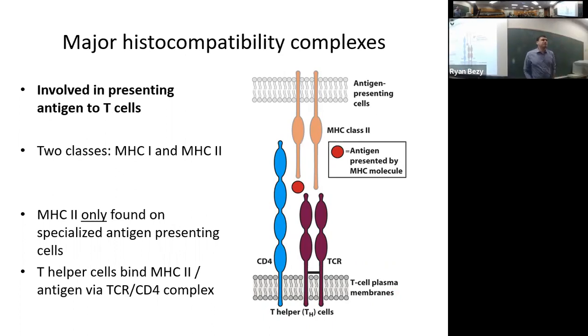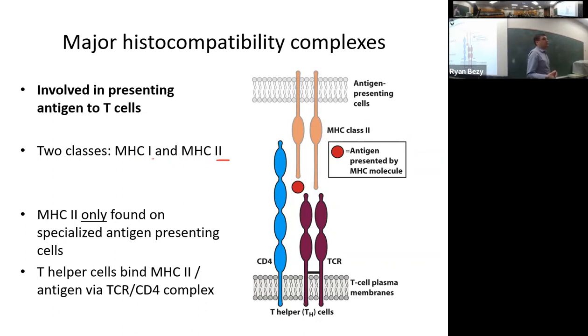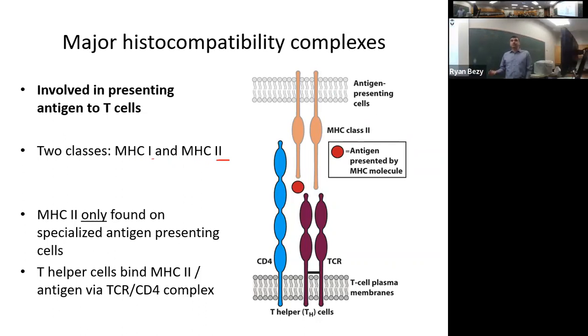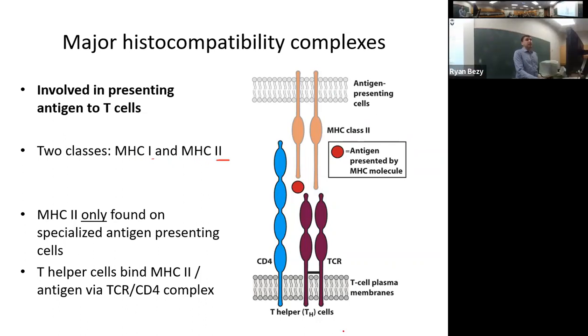MHCs are always involved in presenting antigens to some type of T cell. But there's two different classes of MHC. There's MHC class 1 versus 2. MHC class 2 molecules are only found on specialized antigen presenting cells. And their job is to present antigen specifically to T helper cells. So MHC class 2 is to T helper cells. And so a combination of antigen, MHC2.